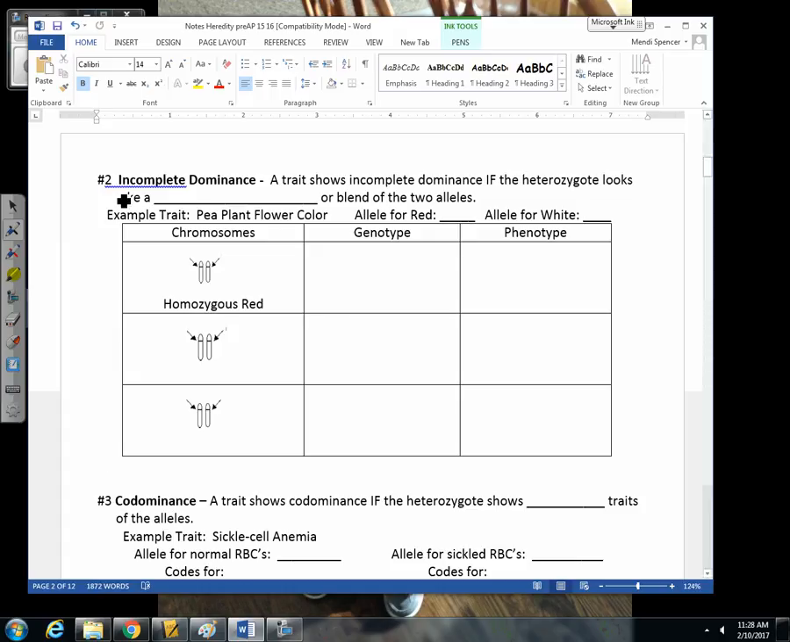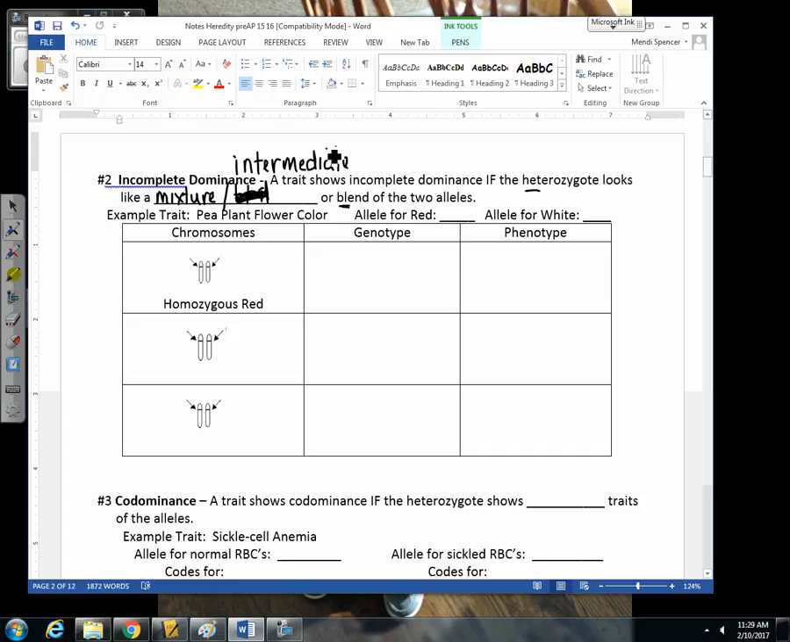If this is occurring, then when we look at the heterozygote, remember the heterozygote is the one that has two different letters, two different alleles. The heterozygote will look like a mixture, or sometimes it's called a blend. Actually, we already have blend there, so I'm going to erase that and go back here. I'm just going to mark through it and put intermediate, which means kind of a middle, an intermediate or a middle of the two.